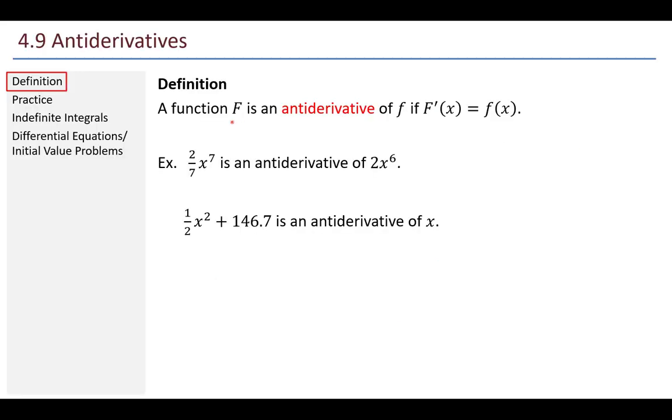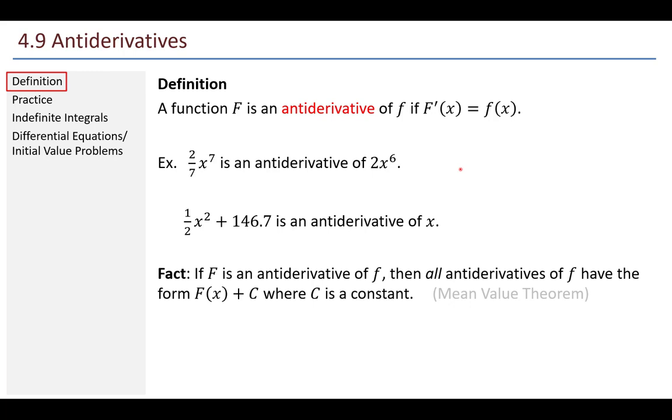A function F is an antiderivative of little f if F prime of x equals little f, if the derivative of big F is little f. For example, 2/7 x to the 7 is an antiderivative of 2x to the 6, and we check this by taking the derivative of 2/7 x to the 7. Yep, we get 2x to the 6. 1/2 x squared plus 146.7 is an antiderivative of x, and you check it by just taking that derivative.